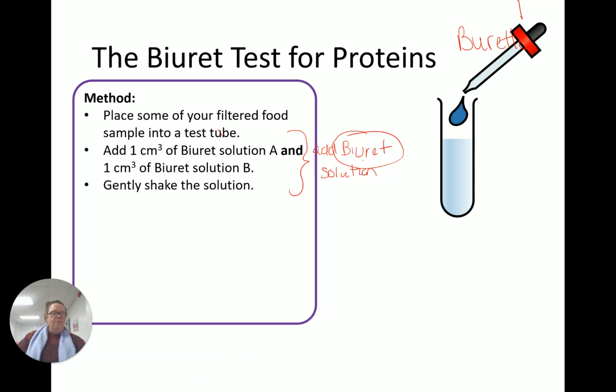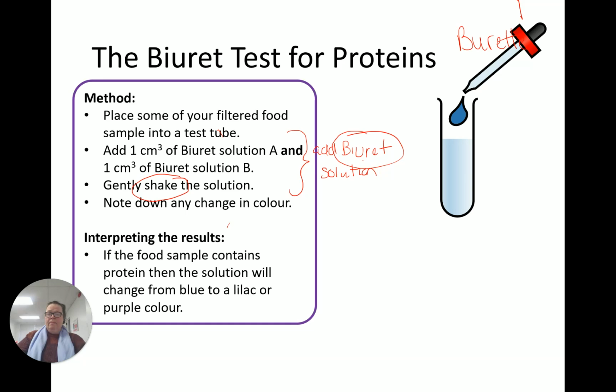Now, extra mark in this one, give it a shake to mix it up. All right, be gentle though. Don't want it going over your shoulder. A swirl is usually best. There we go, giving it a shake. Note down any change in colour.